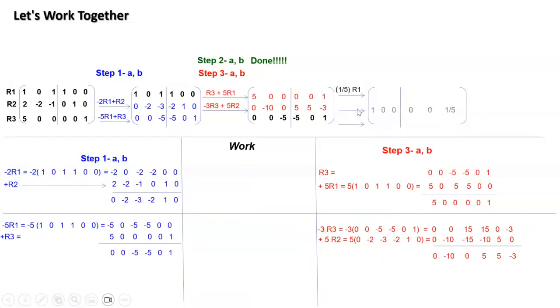If I do that, that's what I get, because 1/5 times 5 will give us 1, 1/5 times 0 will give us 0, and so forth. And 1/5 times 1 will give us 1/5. Then I need to multiply row 2 by negative 1 over 10, and if I do that, that's my result. And then I need to multiply negative 1/5 times row 3. Once I execute that operation, it gives me 0, 0, 1, 1, 0, 1/5. So you see, there's my identity.